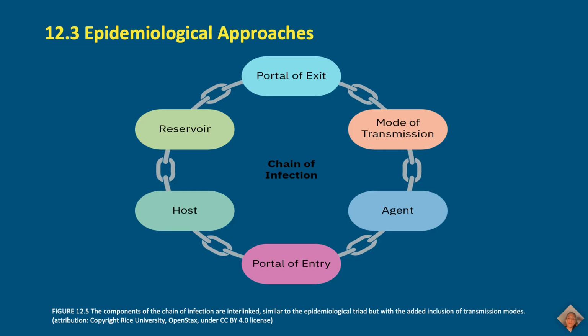So we can see the reservoir where the causal agent normally lives and reproduces. This can include the environment, humans, and animals. The portal of exit from the reservoir is how the agent leaves its home and becomes an agent of transmission. We're talking about the mode of transmission. This is where diseases can be transmitted directly or indirectly.